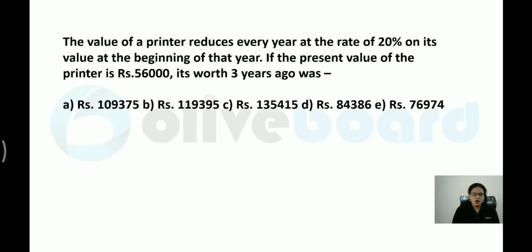So value of a printer reduces every year at the rate of 20%. Reducing at the rate of 20%. So what they are asking you, present value is 56,000. What is the value 3 years ago? So you are going back. So this is the current value over here, 56,000.